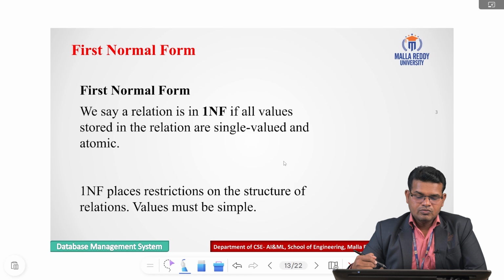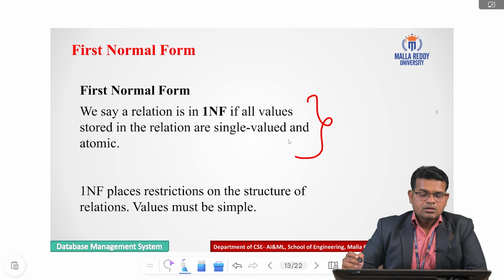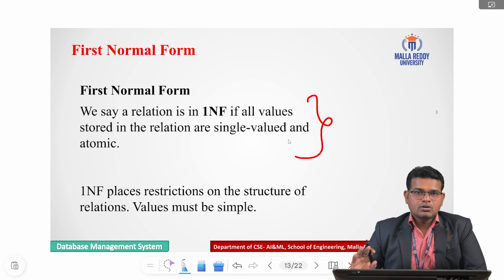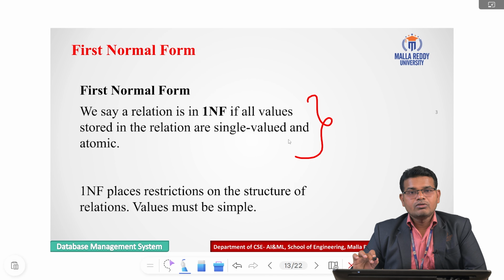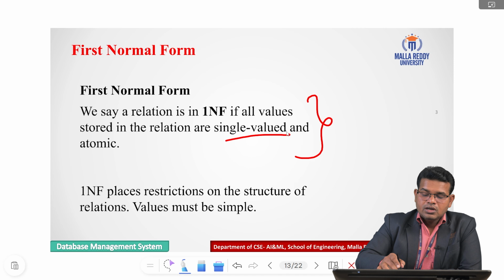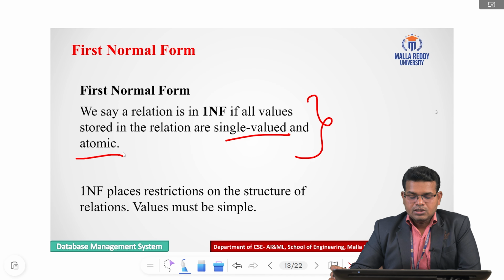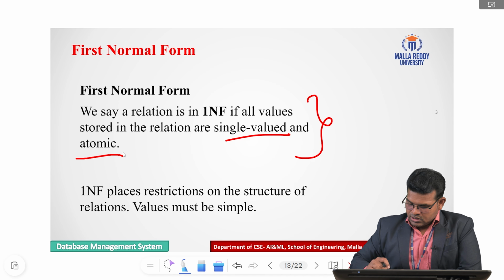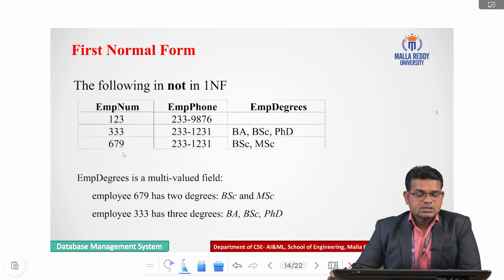In the first normal form, what is the basic requirement? We say a table or a relation is in first normal form if all values that are stored in the relation are single valued and atomic. Okay. So, now we can say that a table is in first normal form if this restriction is followed. What is that? All the values should be single valued as well as atomic. What does it mean? We can understand that by using this table.